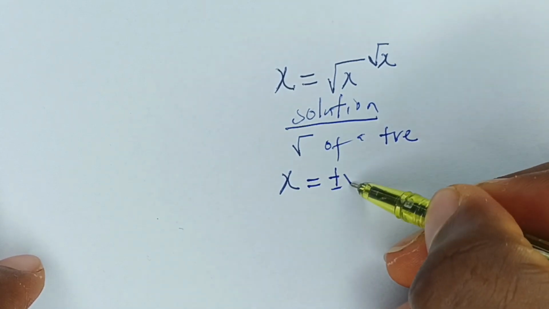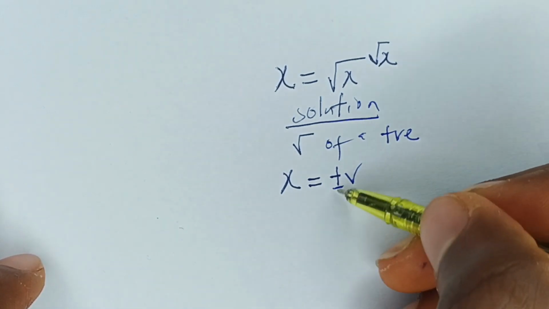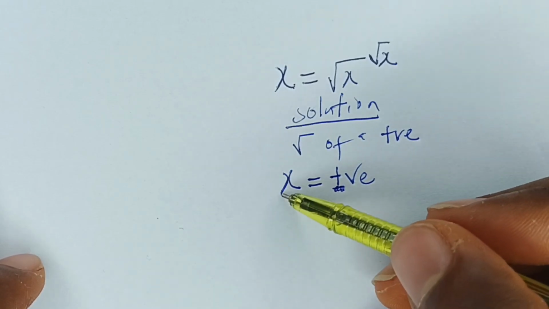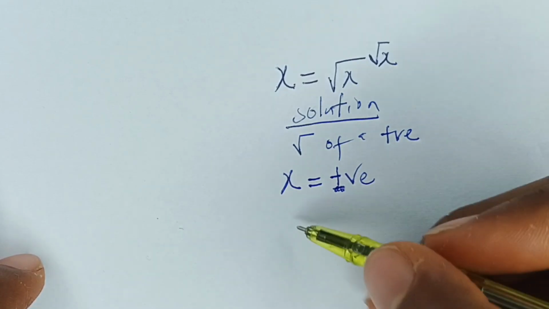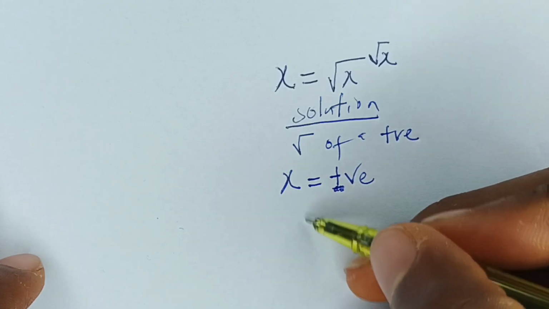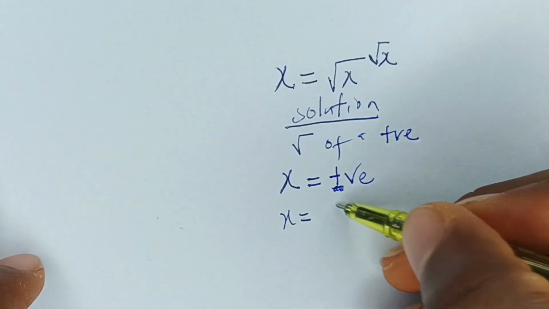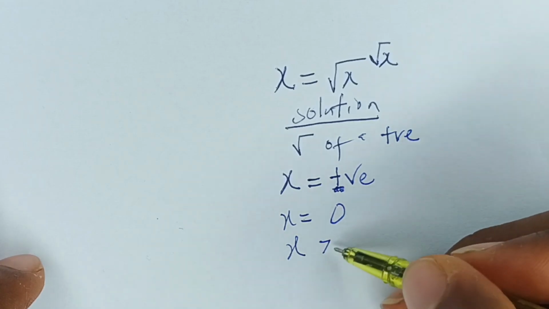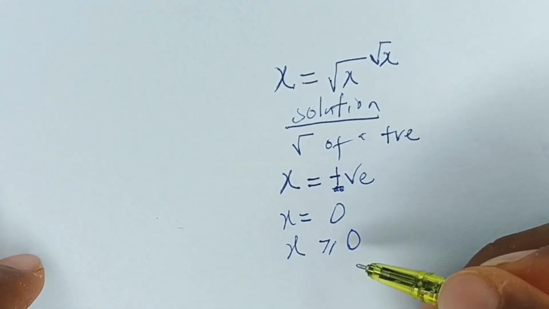positive. It should be positive, not negative, positive. And whilst x is positive, it means that x can also be equal to 0. So the range of values for x is that x is greater than or equal to 0.